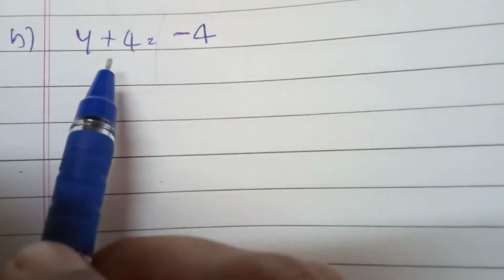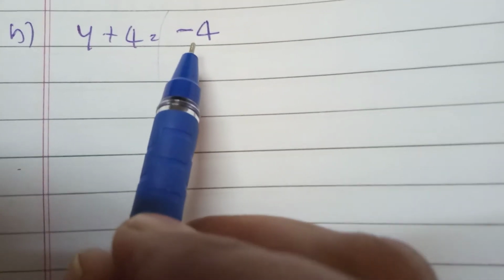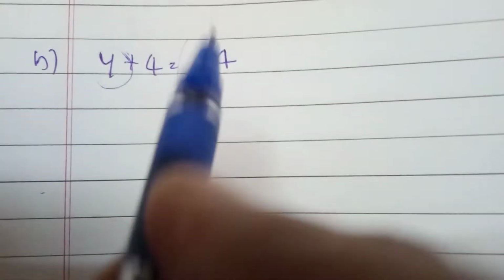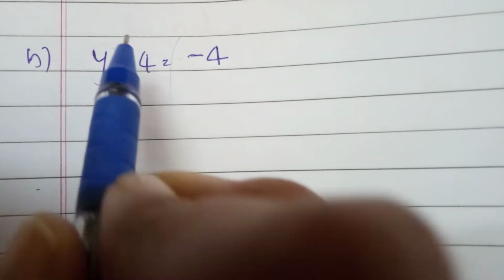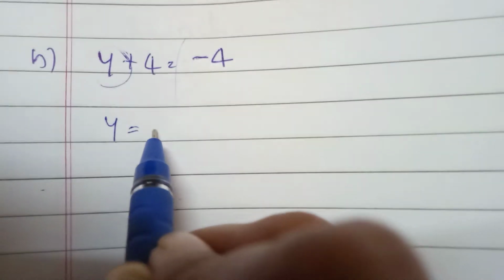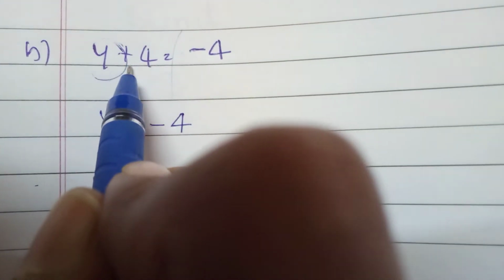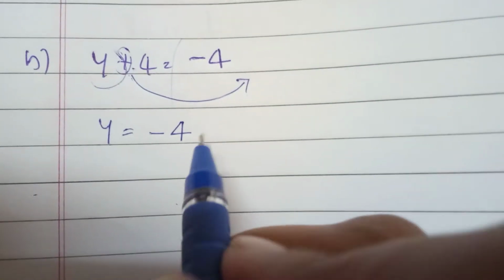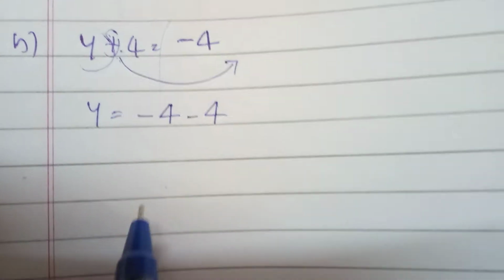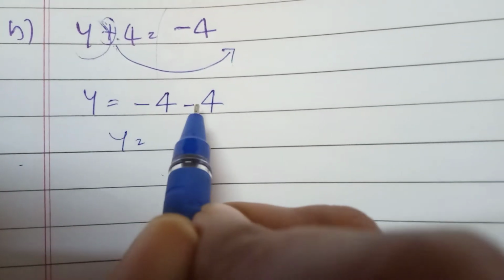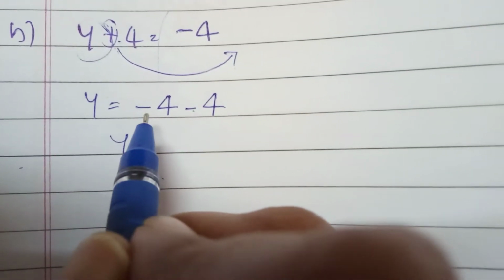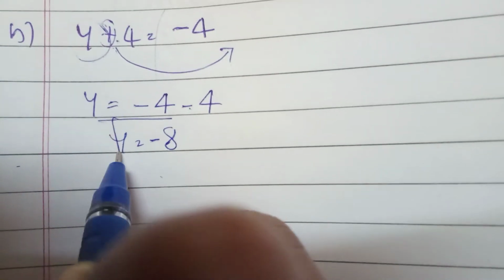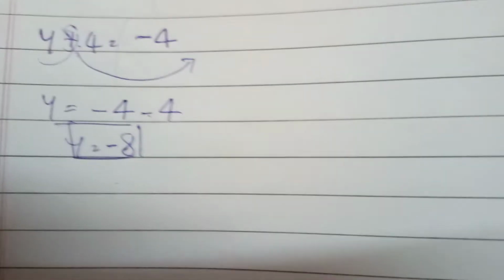One more sum is y plus 4 is equal to minus 4. Now we need to know the value of y. If I bring y out, 4 comes to the right side, minus 4 as it is. Now it is plus 4. When I bring this to the right side, it will become minus 4. So y is equal to minus 4 minus 4. Minus and minus, 4 plus 4 is 8 with a minus sign. So y is equal to minus 8.